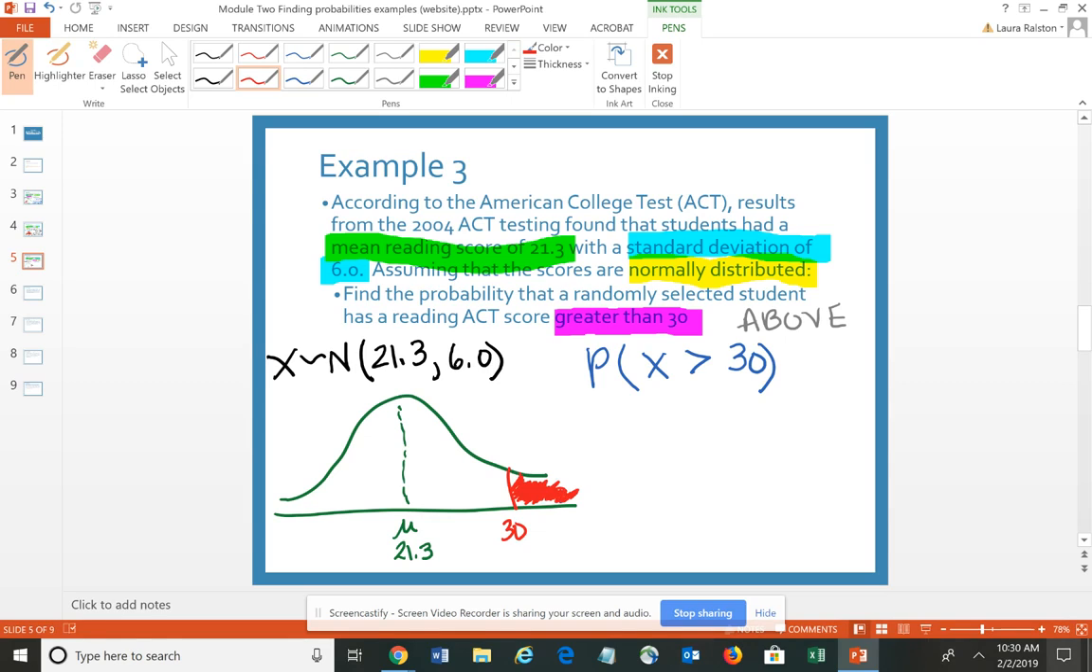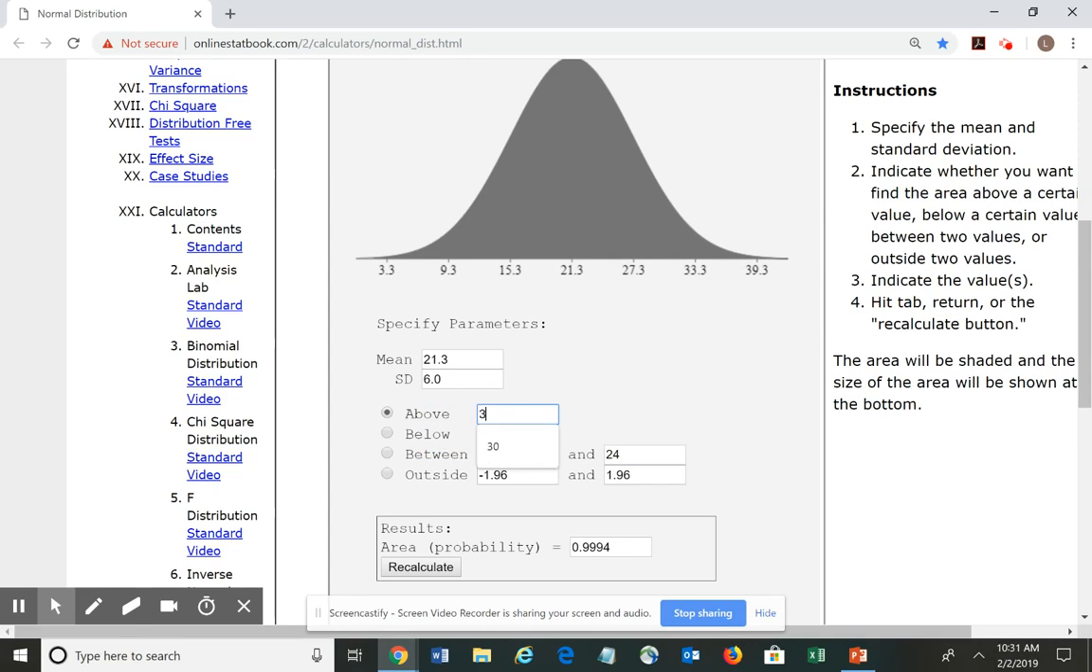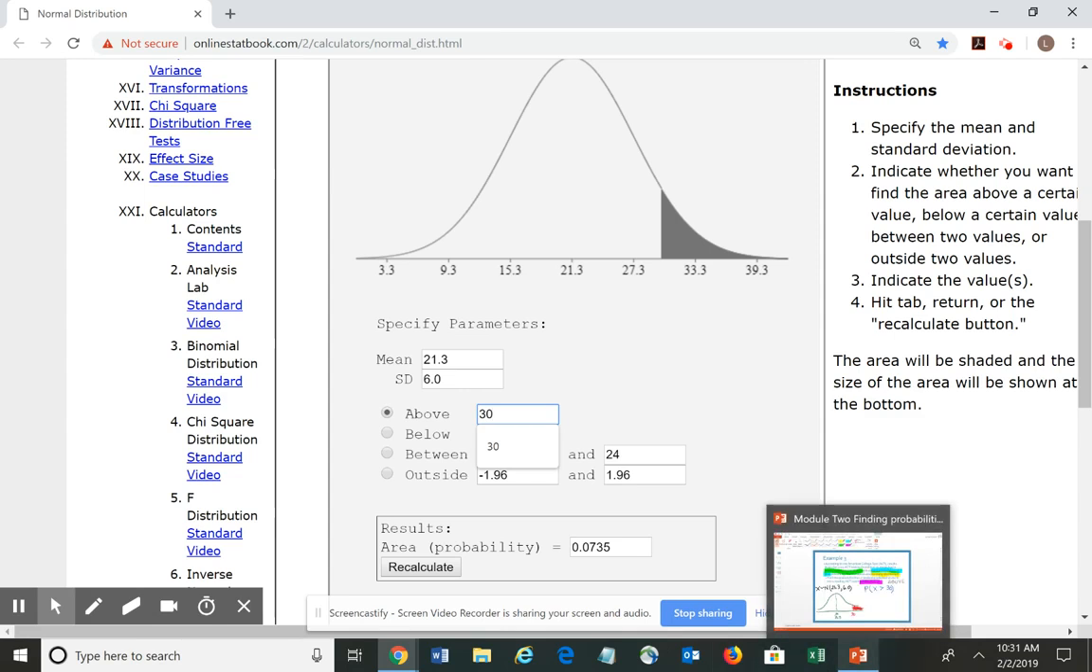Okay, so I'm going to go out to the website, put in my information. Again, the mean is 21.3. Standard deviation is 6. This time I want to be above a specific number, and the number I want is 30. Hit enter. And in our results box, we get 0.0735. And again, the picture I drew looks similar to what's on the screen at the top.